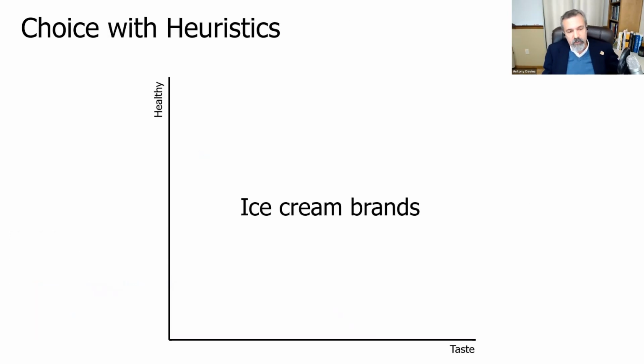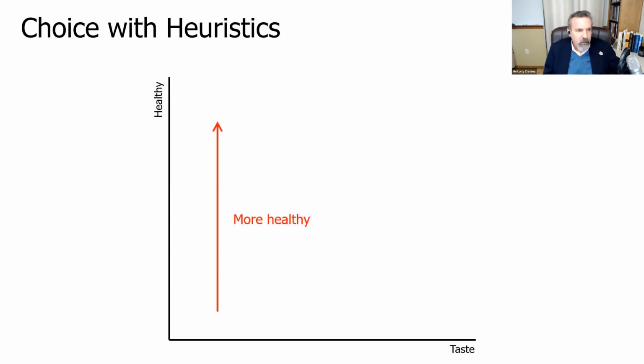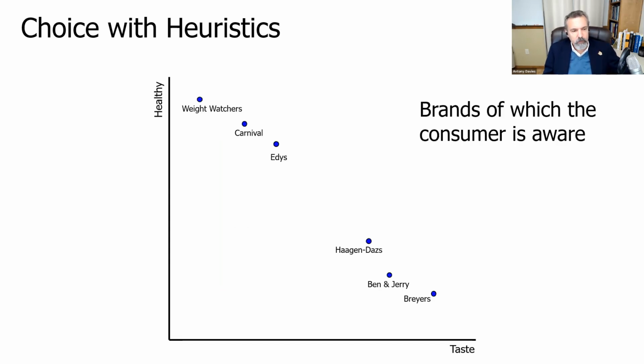Let me give you another example. This is with ice cream brands. If you think about buying ice cream, there are lots of things that matter, but two big things rise to the top. One is taste. You want ice cream that tastes good. And the other is you want it to be healthy. And everybody knows there's a bit of a trade-off there, because the more healthy it is, the less sugar it's going to have, so it's not going to taste as good. But these are the two things people tend to think about.